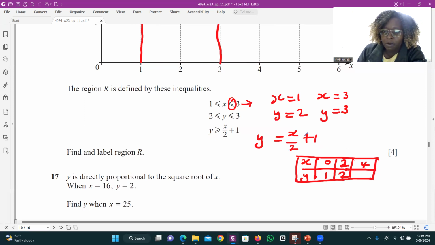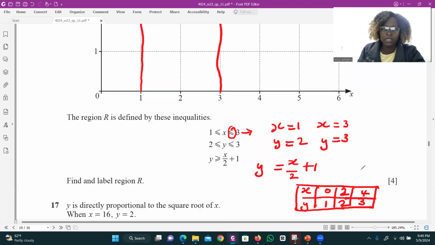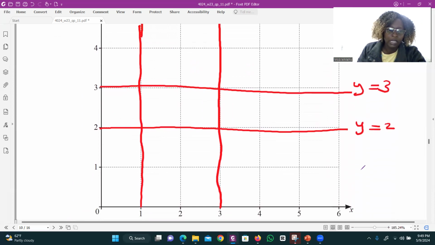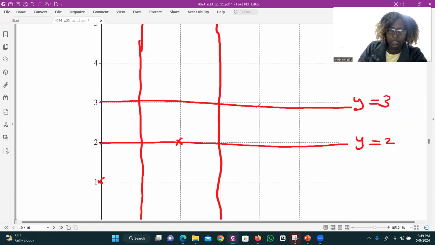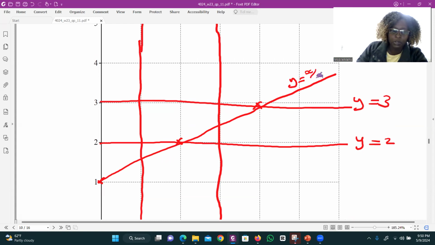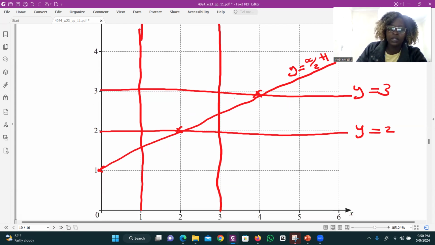When x is 4, we get 4 divided by 2, 2, that's a 3. So let's mark those points and draw. We have got x is 0, and this one is 1, that's this one. 2, 2, this one, and then 4, 3, that's this one. So our line is going to pass through these points like this. So this is y is equal to x over 2 plus 1. So to know which region is needed, you are going to take any point.